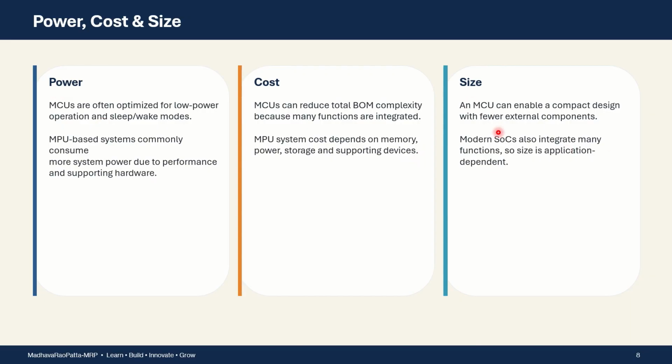Then, coming to size, a microcontroller can enable a compact design with fewer external components. Modern SoCs also integrate many functions. Size is application dependent. If you take the microcontroller, everything is built in, but in a microprocessor system, we connect everything externally, so the size will increase compared to the microcontroller. In some systems on chip too, all these things are combined and delivered as a chip. We will discuss that in later slides.